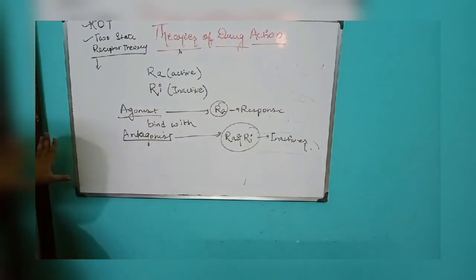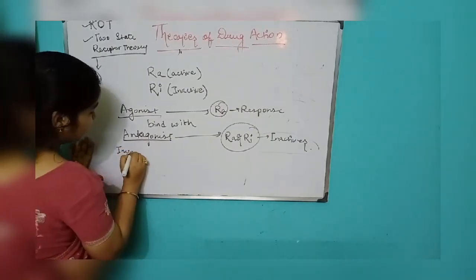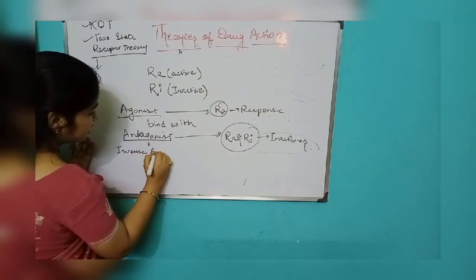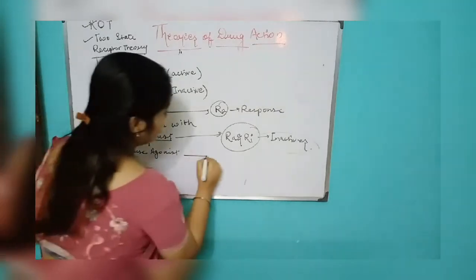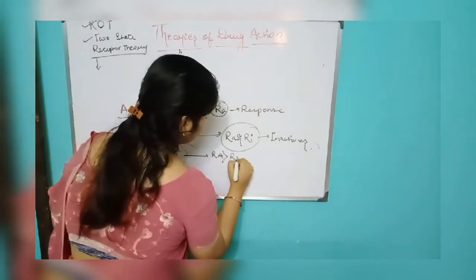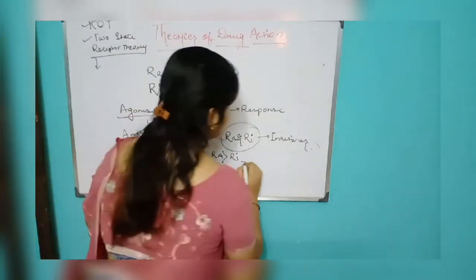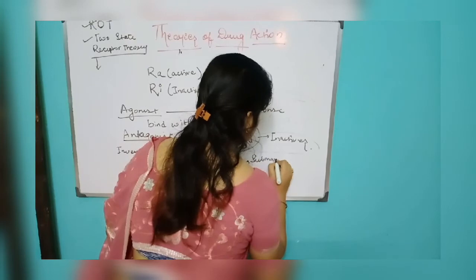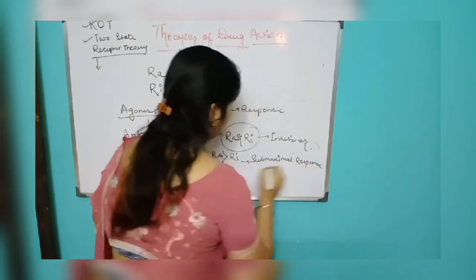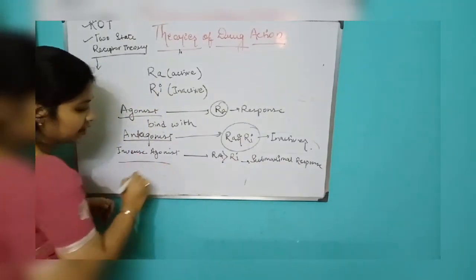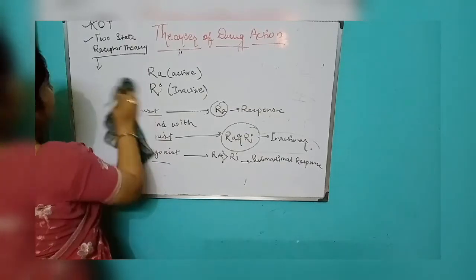Please see clearly what is happening over here. Now, if an inverse agonist comes here, the activator is more responsive than your inactive part. So it gives your submaximal response. These are the three things you have to remember in it. Now here I complete my theories.